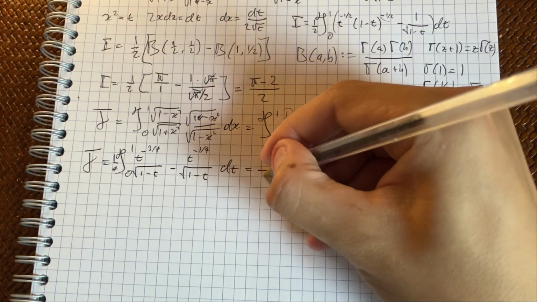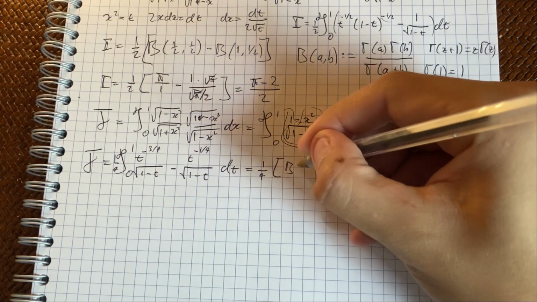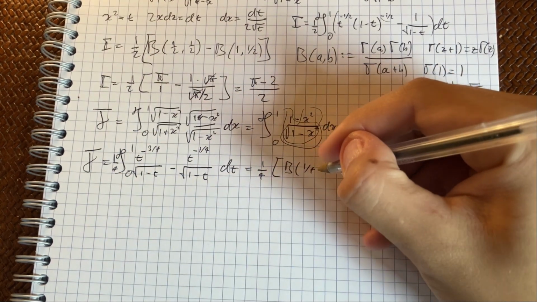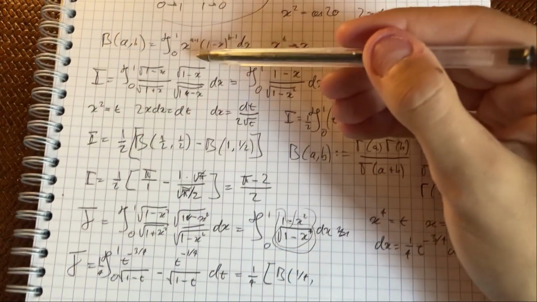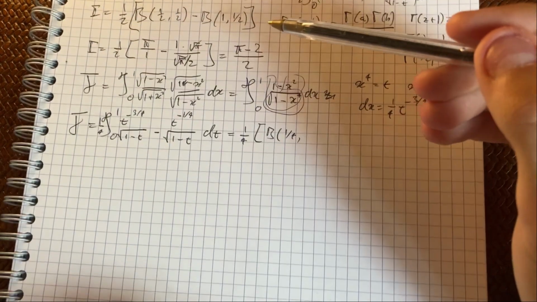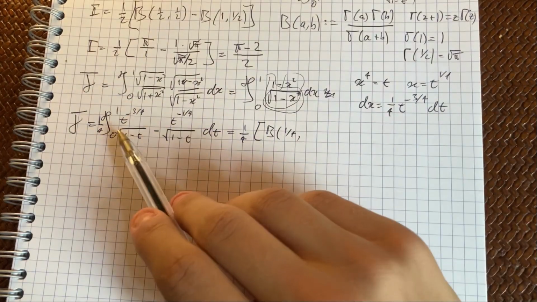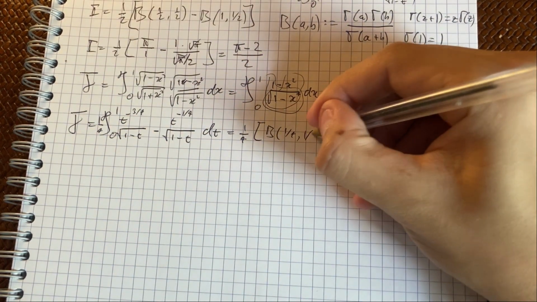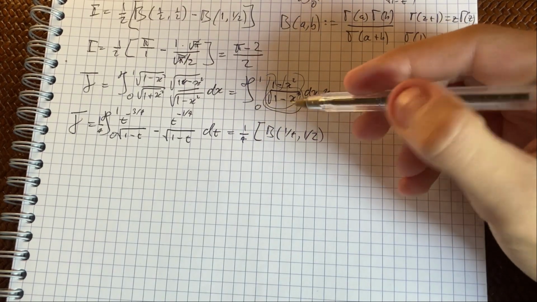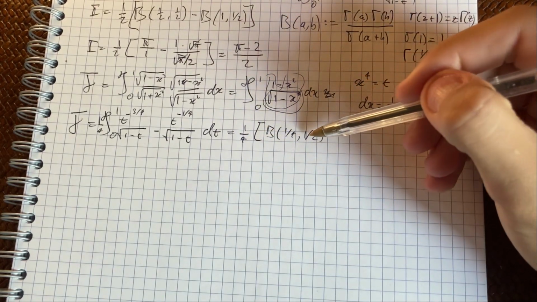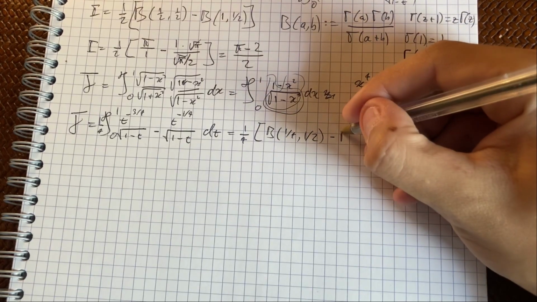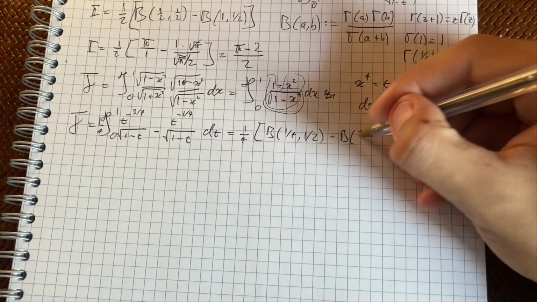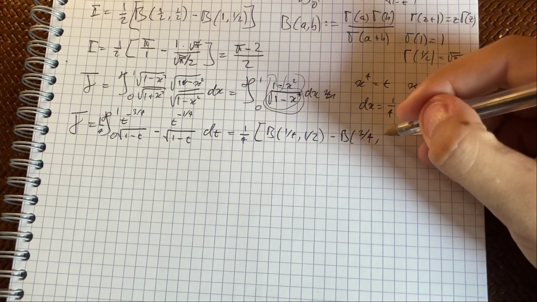So again, this is nothing but 1 minus t to the negative 1/2 power. So we have 1/4 times beta of first argument being 1/4, because we don't forget the minus 1 here in the argument. And here we have negative 1/2, which is for the beta argument 1/2. So we have here beta 1/4, 1/2 minus beta 3/4, 1/2.